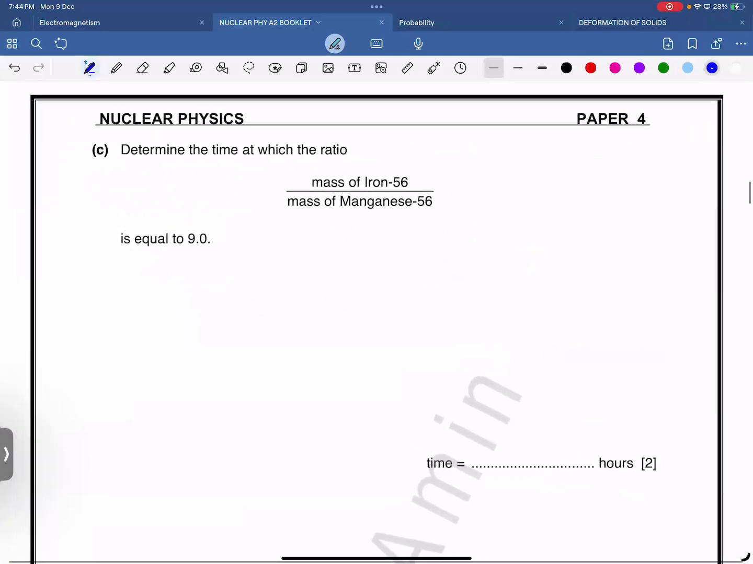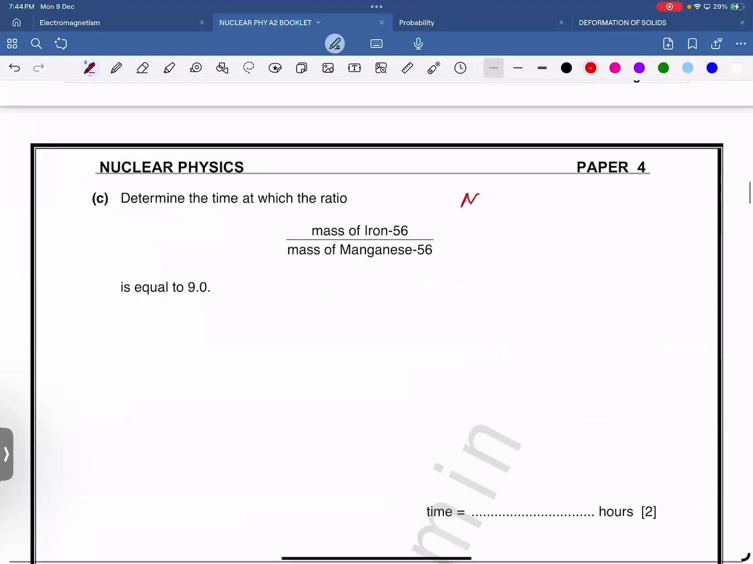Determine the time at which the ratio. This is the third question of its nature. Iron, manganese. Actually, it was like this: the manganese was giving you iron, if you read the question back. So if manganese is giving you iron, do you want the ratio? If they say it is 9, can I say 9:1, my dear student? So what do you mean by 9:1?